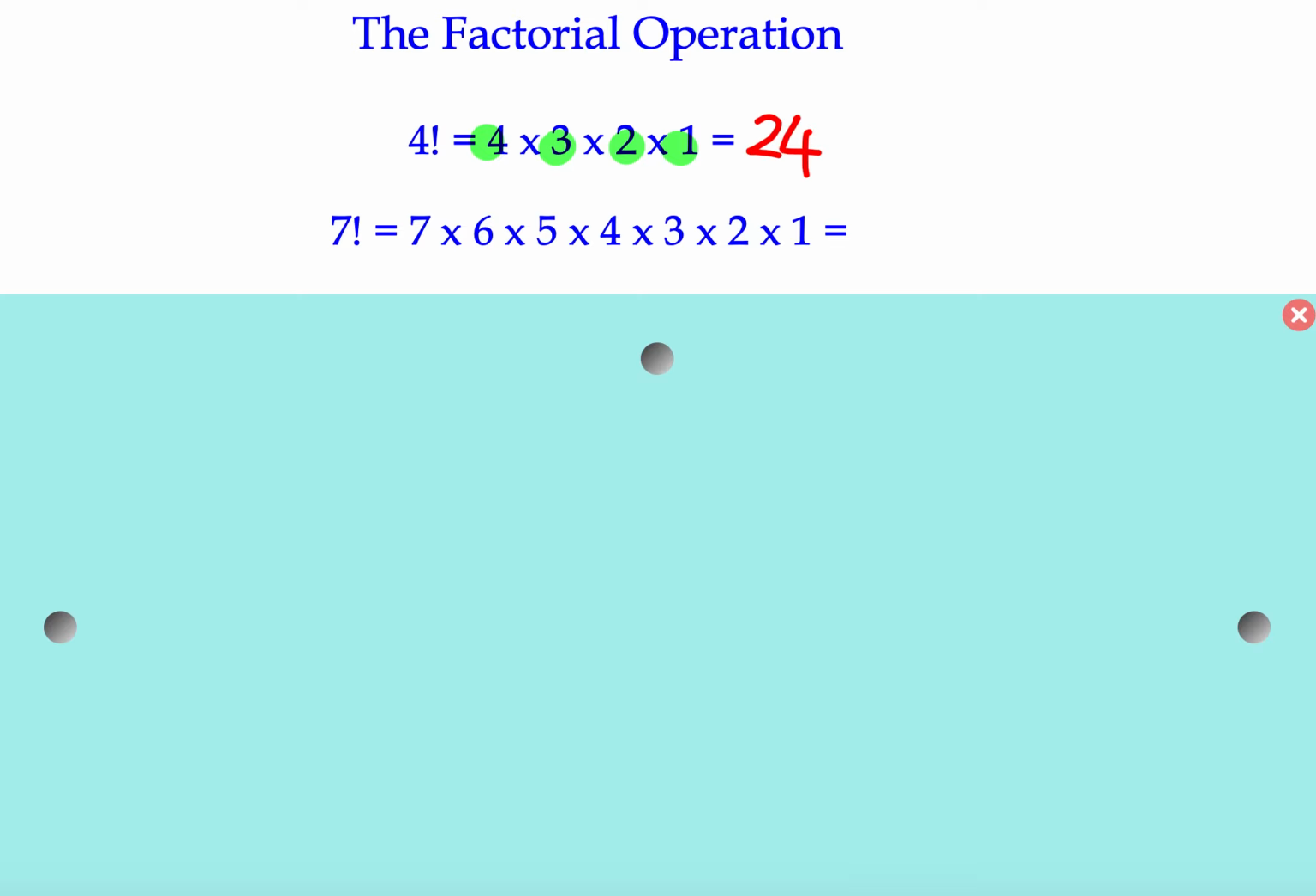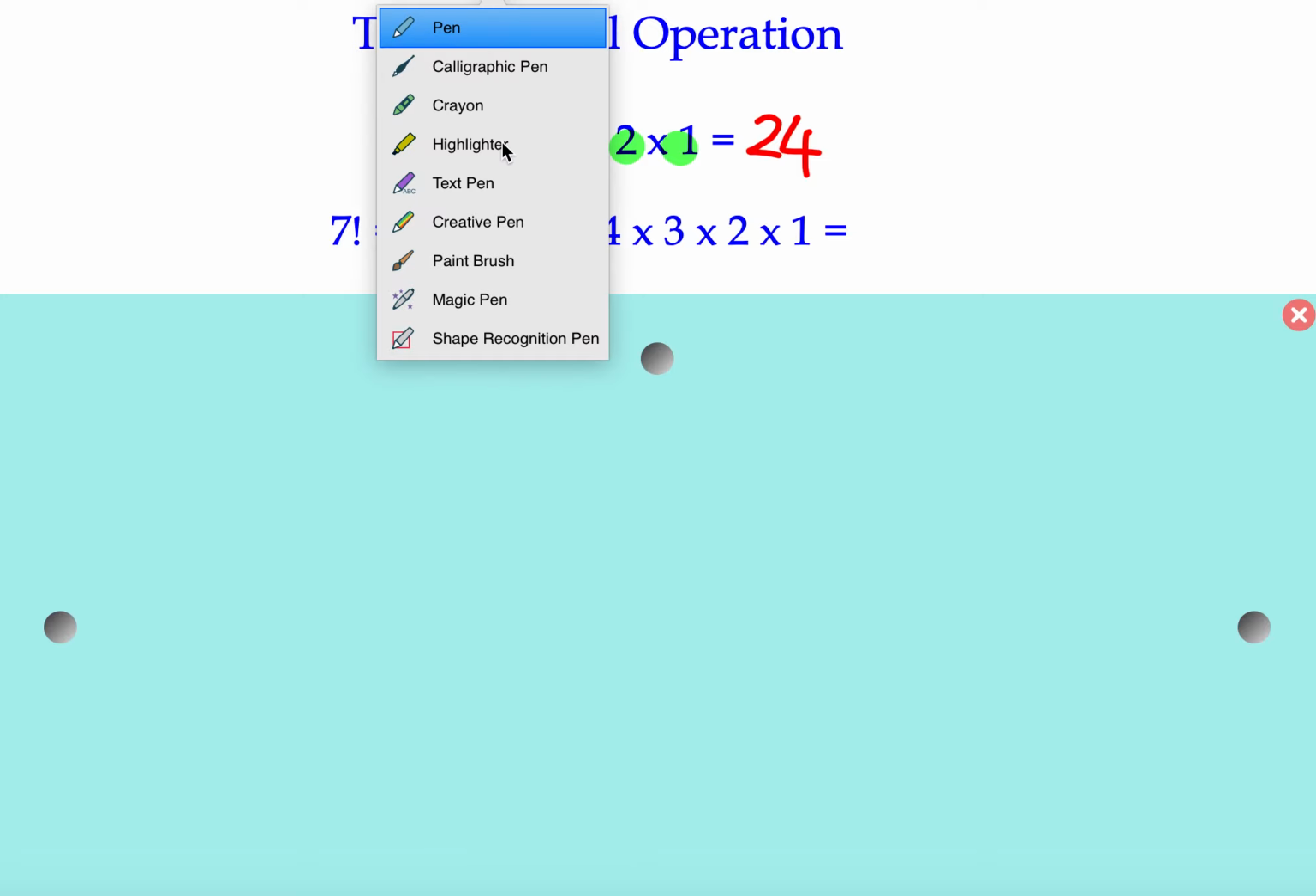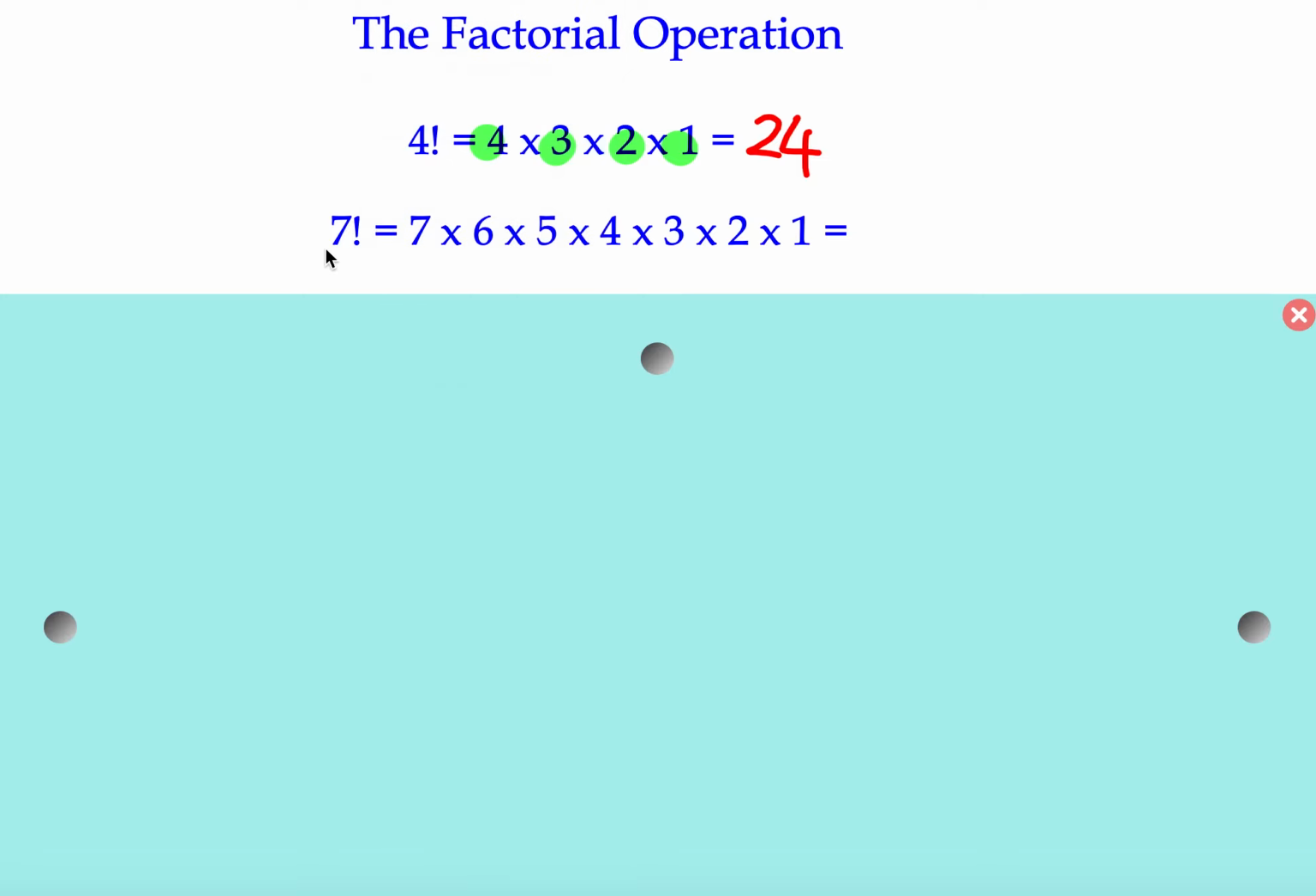7 factorial is exactly the same idea. We can say that 7 factorial starts with the number 7, and then we multiply by 6, then 5, then 4, then 3, then 2, and 1. A wee bit more of a calculation if you wanted to start from scratch.